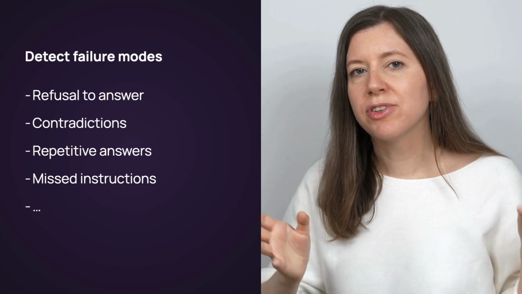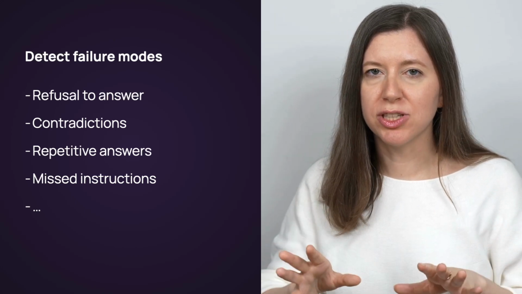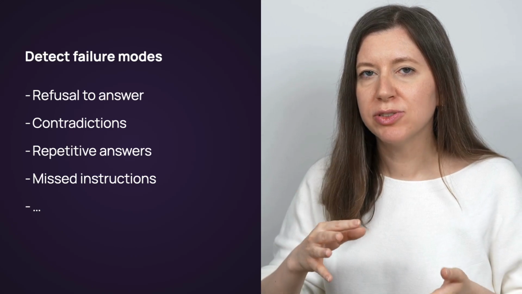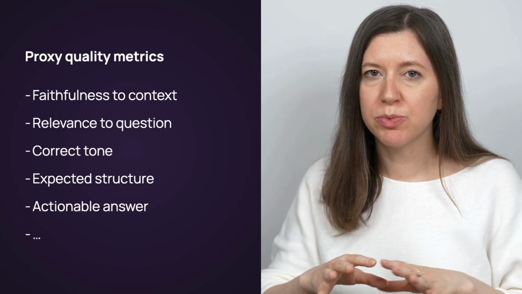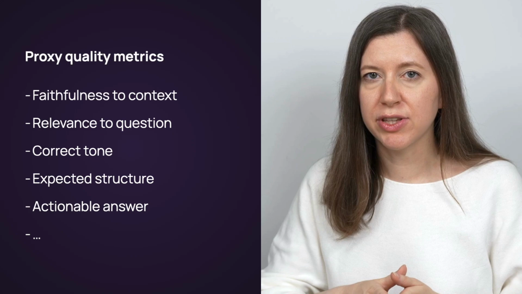One thing to keep in mind is that you don't need to create an overall judge for your product. You can actually create multiple small judges where each of them evaluates one specific thing. You might want to catch specific failure modes like refusals or repetitions. Or maybe you can flip it around and try to come up with quality metrics which will be a proxy for the actual behavior that you want to observe.